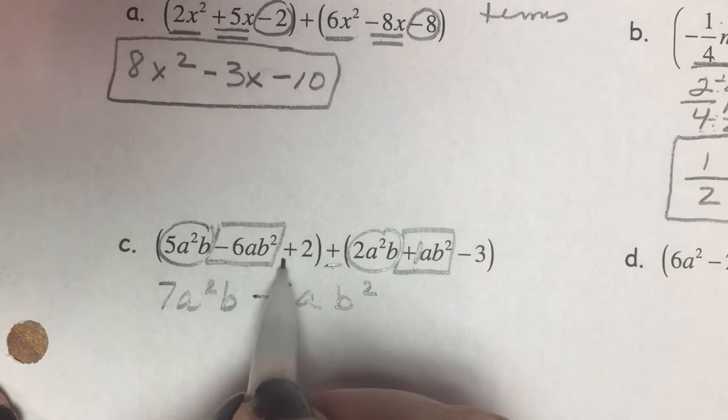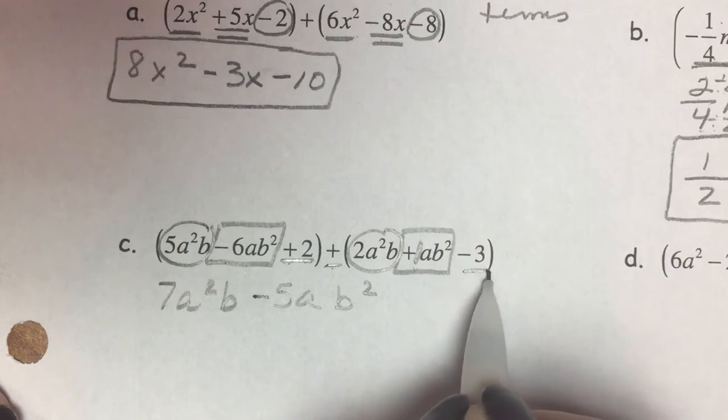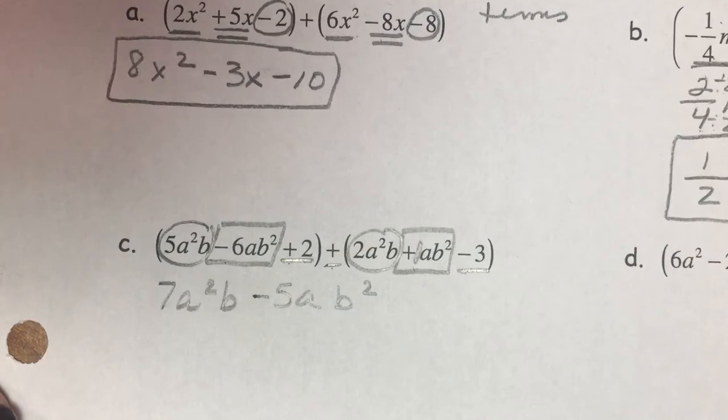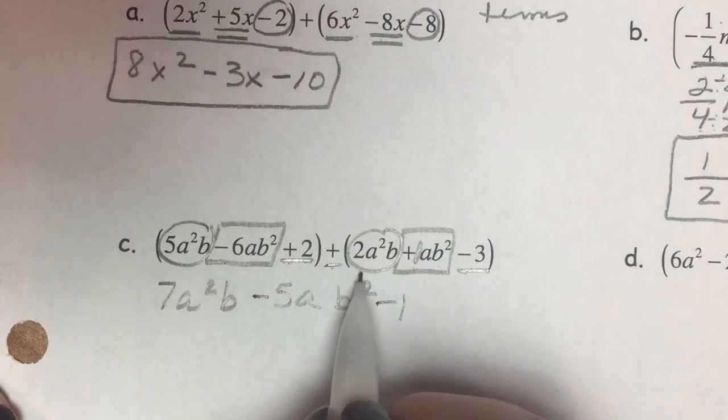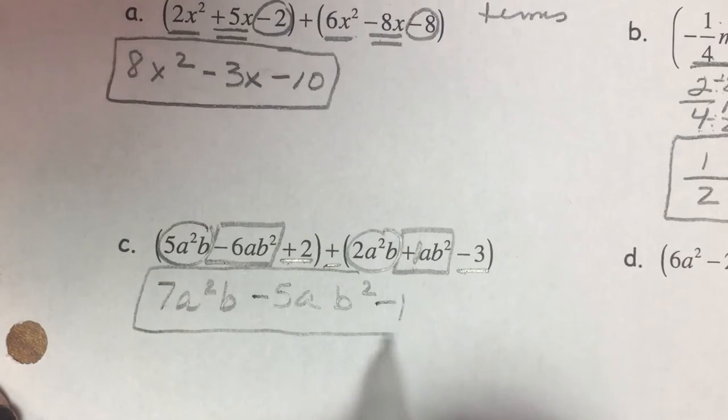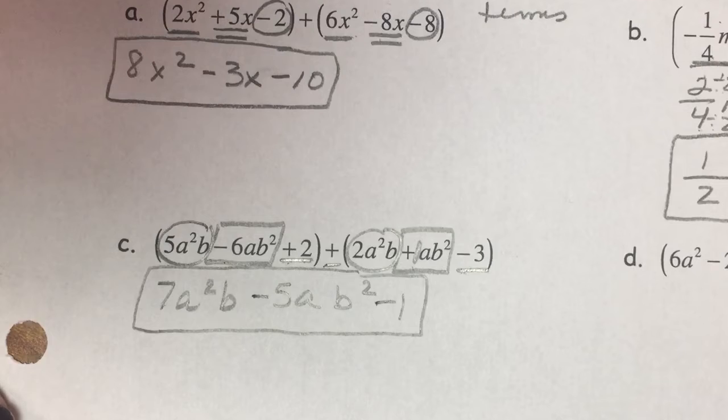And then finally, I have a positive 2 and a negative 3. And if I add positive 2 and negative 3, I'm going to get a negative 1. And there's your final answer. And of course, you can't combine any of these terms because they're not like terms.